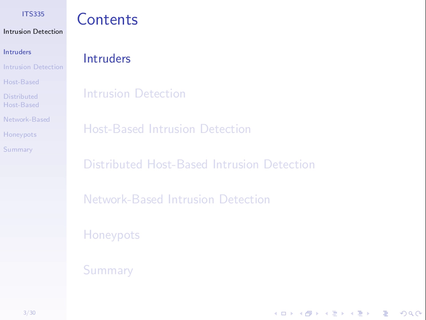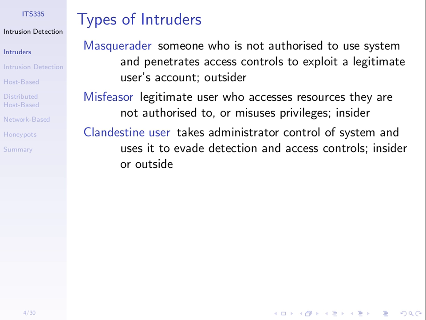So, who are the intruders? Some different terminology here, but the first two, the main two types, outsiders and insiders. We will distinguish between intruders who are normally outside of the computer system and those that have authorized access to the system. The words, and these come from the textbook, a masquerader is an outsider. Someone who's not normally authorized to access the system. But somehow they penetrate the authentication or the access control systems and get access as a normal user's account. That is, someone out on the internet logs into the Moodle website using my login. They're an outsider getting access to our system.